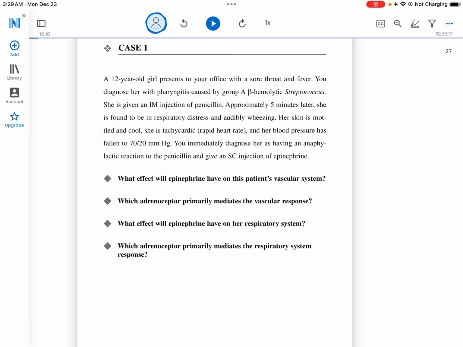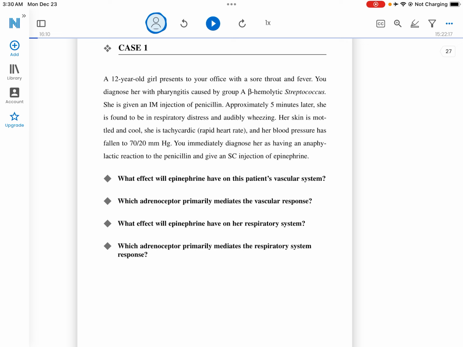A 12-year-old girl presents to the office with a sore throat and fever. You diagnose her with pharyngitis from group A hemolytic streptococcus. She is given an IM injection of penicillin. Approximately 5 minutes later, she is found in respiratory distress and audibly wheezing. So she has bronchial distress. We have to give bronchodilators, and after that we have to administer her penicillin not intramuscularly but directly.